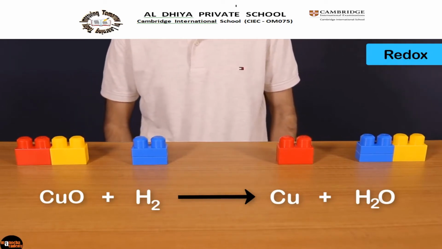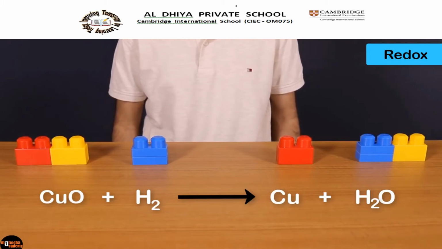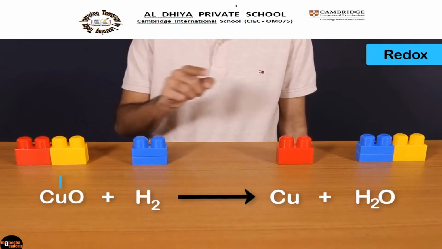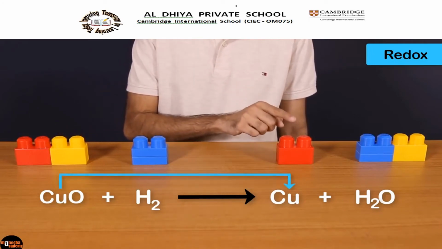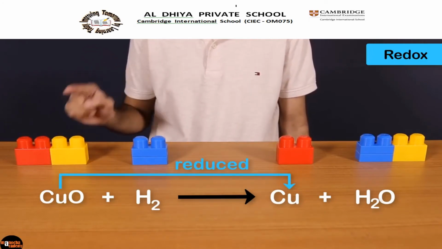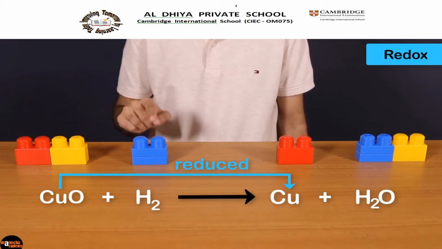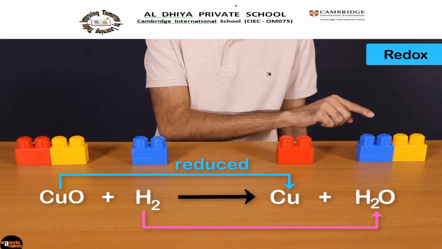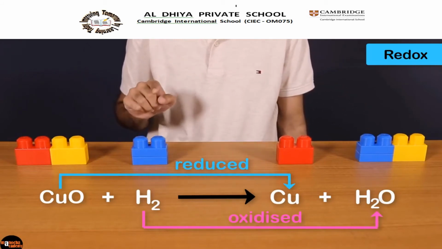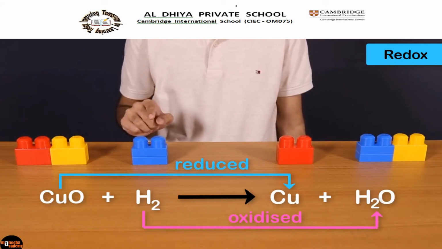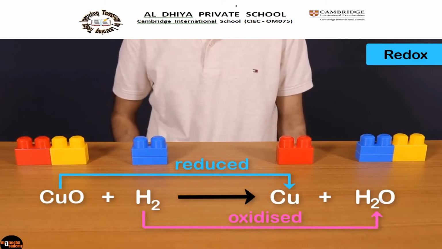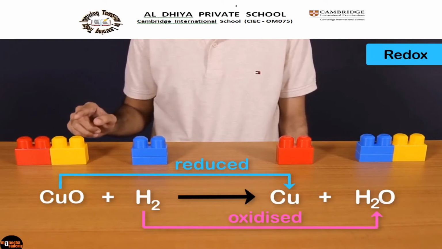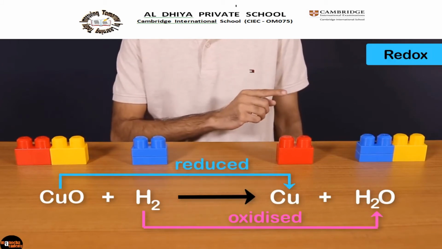Now let's take a look from the redox point of view. So if you look here, copper oxide is losing oxygen and becoming copper. So copper oxide is getting reduced here. And hydrogen is gaining oxygen and becoming water. So hydrogen is getting oxidized in this reaction. And remember, always the reactants get oxidized or reduced, not the products.